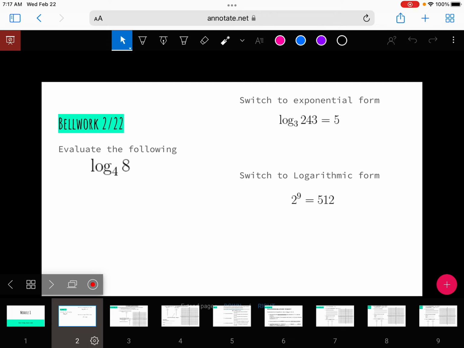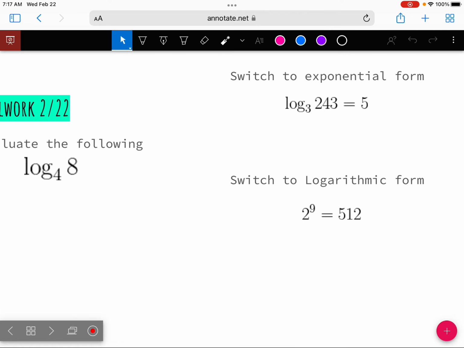Alright, I'm going to start on the right-sided ones, where we can practice putting it into exponential form and logarithmic form before we get into the solving one.